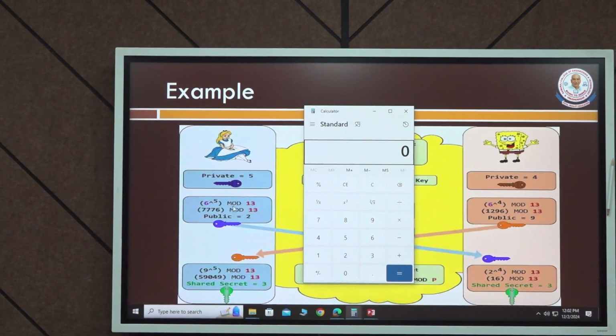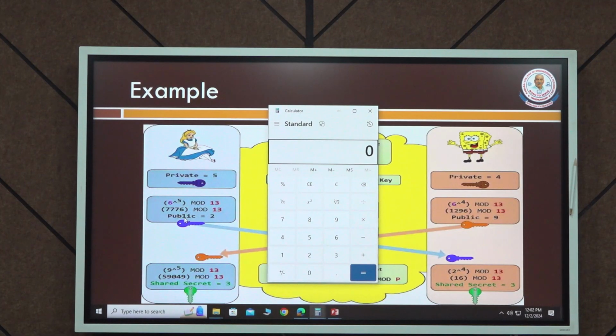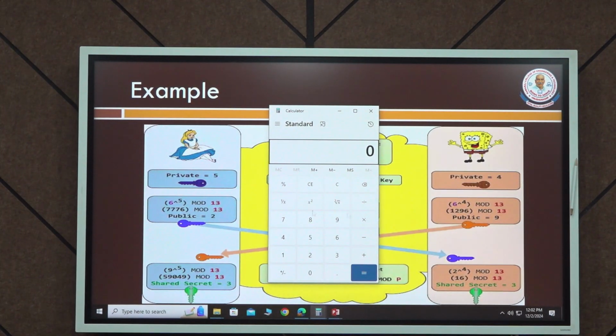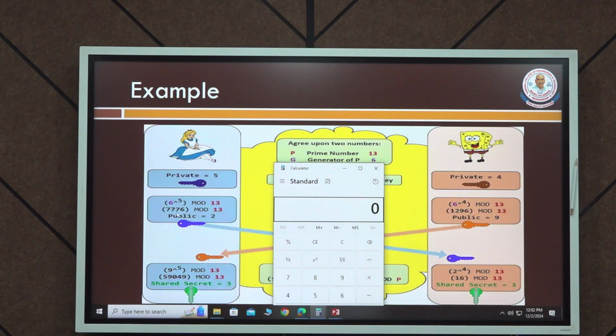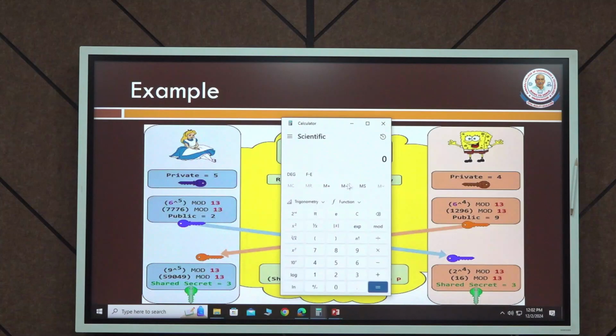Then at both user sides they have to calculate their public key, that is YA and YB. The formula is G power XA mod P and G power XB mod P. Let us see, the first is 6 power 5 mod 13. We calculate with the help of a calculator: first 6 to the power of 5, the answer is 7776.